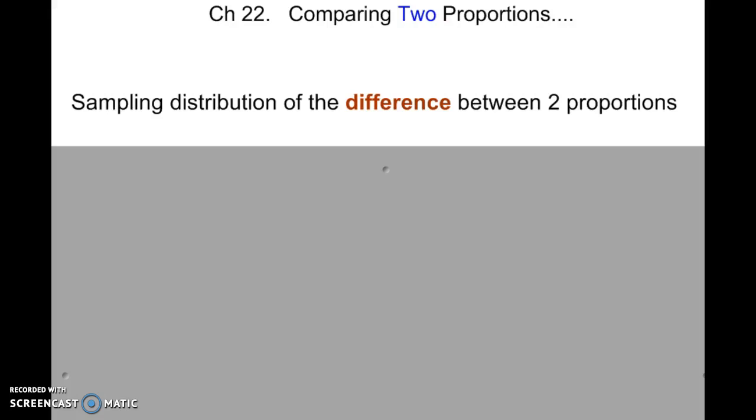Okay, so today we're going to learn about comparing two proportions. We'll emphasize that: two-proportion z intervals. So we're finally graduating to a new type of interval, and we're going to start with intervals.